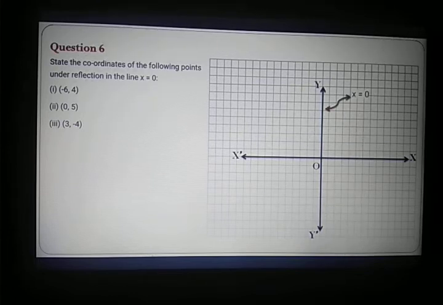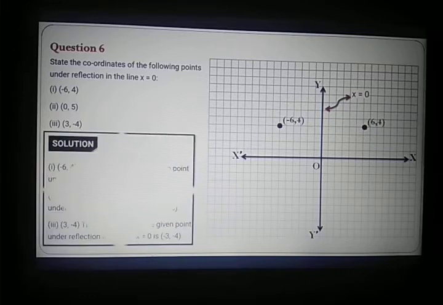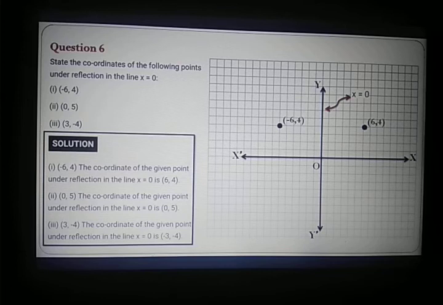So this is my x equals 0. Minus 6, 4 is given in the first case. Its reflection or its image under the y-axis will be exactly here, and the y coordinate will not change, as I said earlier. The coordinate minus 6 is becoming plus 6 now. So my answer will be 6, 4. The full solution is given here. You can pause the video to note down.